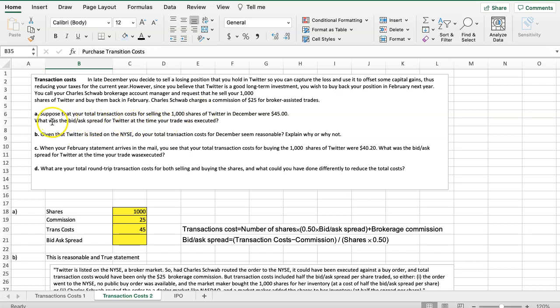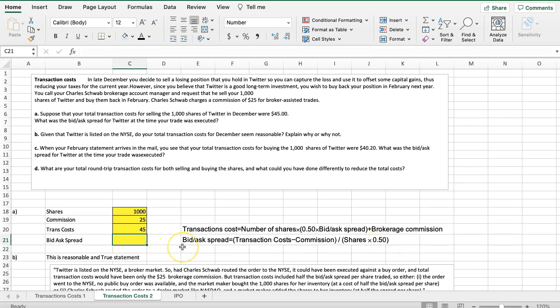Okay. So how we calculate the transaction costs is the number of shares, which are 1,000, times 50% of the bid-ask spread plus the brokerage commission. So if I want to get the bid-ask spread, I have to take the transaction costs, which we know are 45, minus the commission, which is 25, and then I'm going to divide that by the shares times 50%.